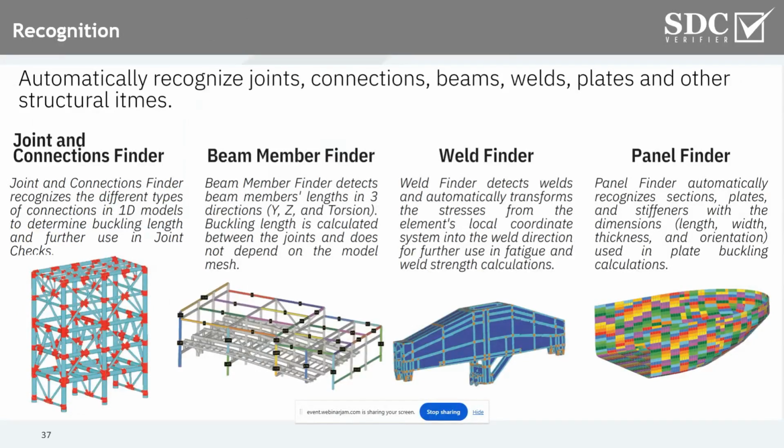So whether this is the joint or connection, for connection check according to Eurocode or joint check according to API, ISO, and so on. Beam buckling, so it recognizes all the beams. Of course, weld finder and panel and stiffener finder. So basically, these four tools make it possible to conduct any type of check according to any standard.